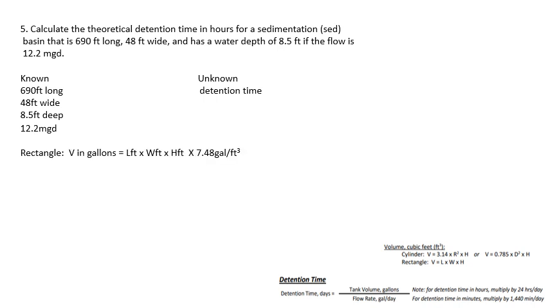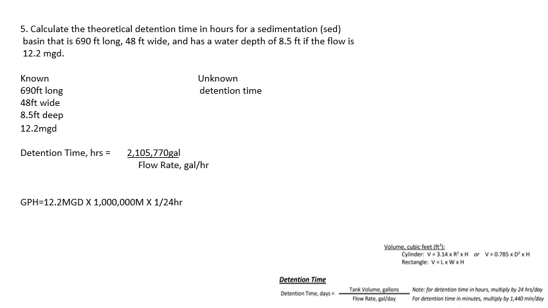Sedimentation basin is a rectangle, so volume in gallons formula times the 7.48 gallons per cubic foot. Plug in your 690 feet by 48 feet by 8.5 feet times 7.48 gallons a cubic foot. It gives you a total volume of 2,105,770 gallons. Convert your million gallons a day to gallons an hour.